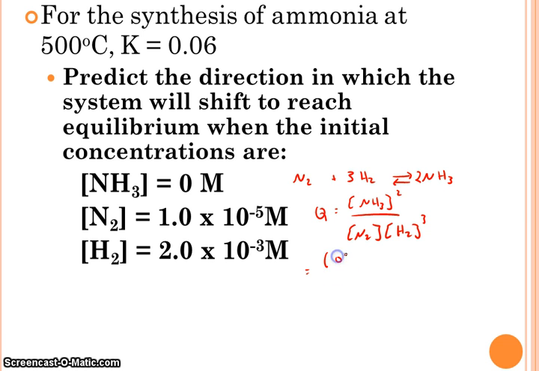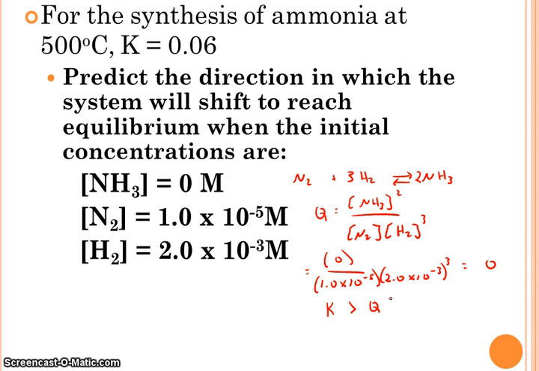The next step will be to plug in our numbers. So we've got 0 for our concentration of ammonia, 1.0 times 10 to the minus 5 for nitrogen, and 2.0 times 10 to the minus 3, which we're going to cube, for hydrogen. And that's going to give us a Q value of 0. So K is greater than Q.